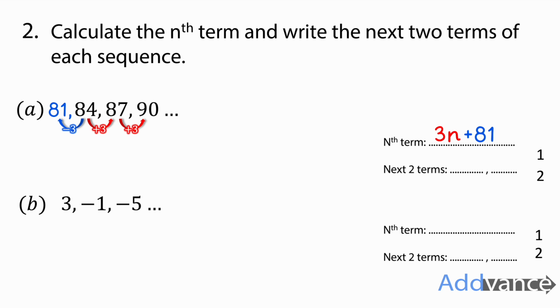And we want to find the next two terms. We're going up by 3 each time. The next two terms will be 93, 96.